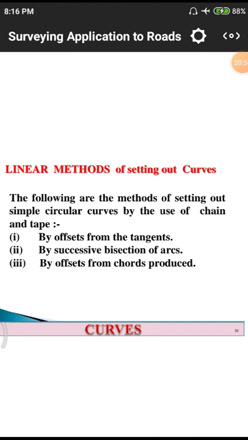Linear method of setting out a curve. How do we have to set this curve? By using this linear method. First one, by offsets from the tangents. Offsets means a number of equal parts. Previously we were using different chords. Likewise here we have to take an offset, meaning a quantity of length we have to take. After that we have to go for a similar quantity of length.